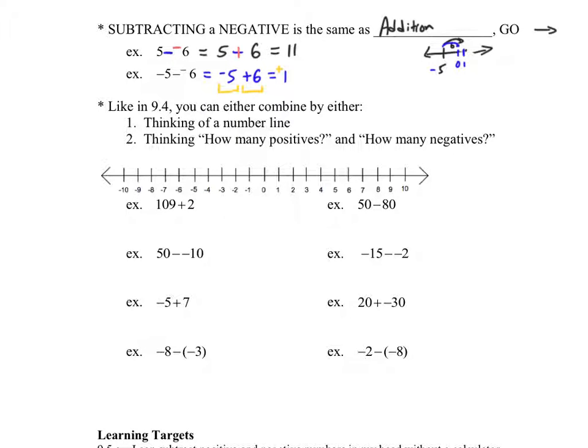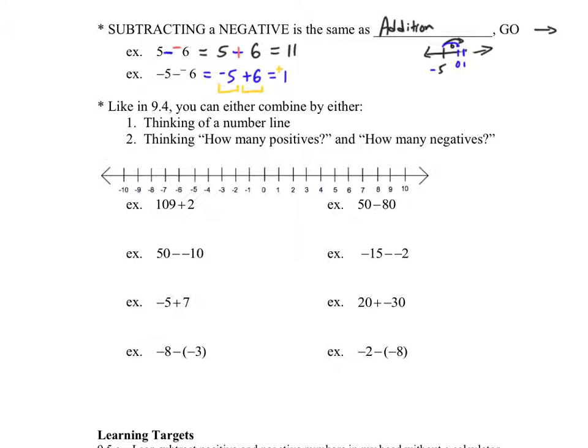So like in 9.4, there's those 2 different ways that I just did that last example. In here we'll do these 4 examples using the number line. Then we'll take these 4 examples, doing it the second way with how many positives, how many negatives, where does that end up for us. All right, we'll do the number line ones all together at one time.